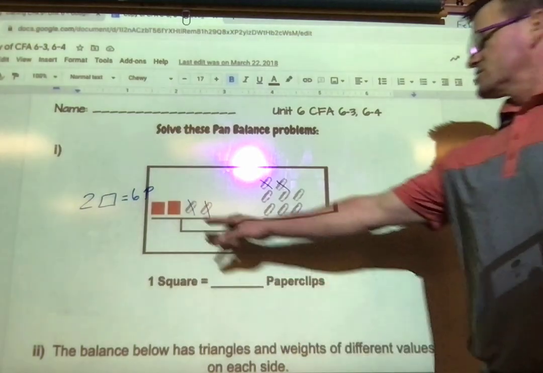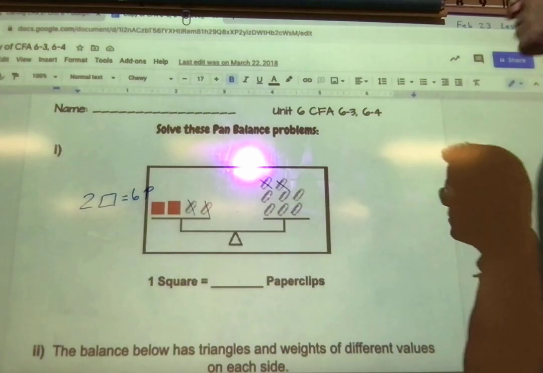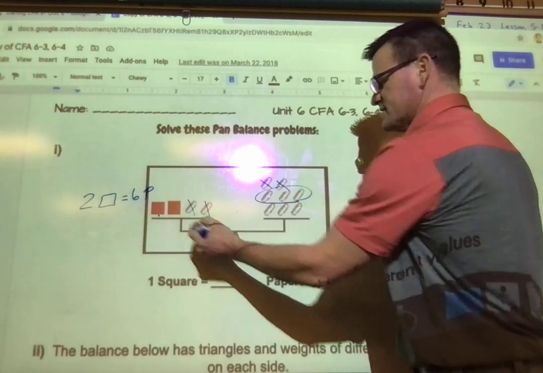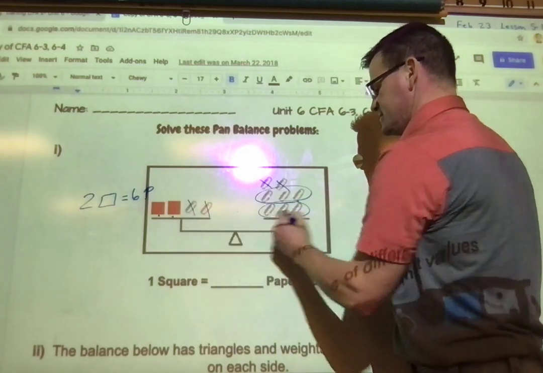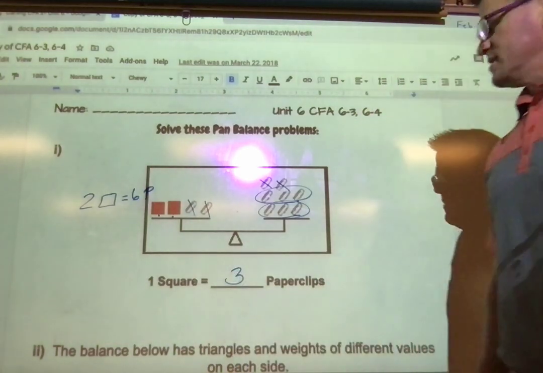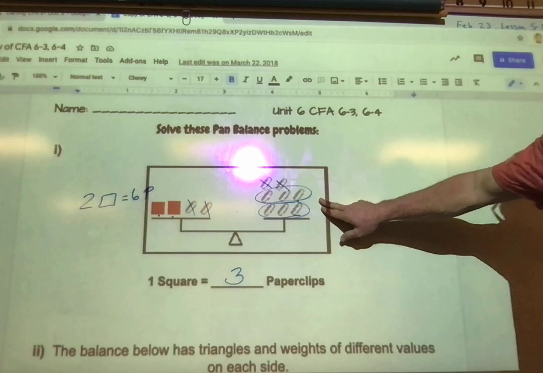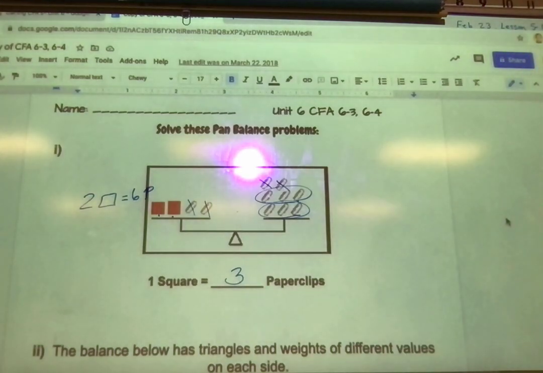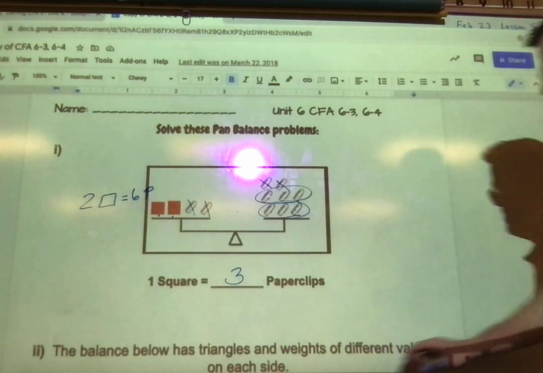So 2 of those squares. So I know one square has to be 3. This square would weigh the same as these 3. So I know one square has to equal 3 paper clips. So basically you're cutting this in half, right? Okay, and each square is worth 3 paper clips. Okay, and we'll look at one more here. Again, get these copied down.